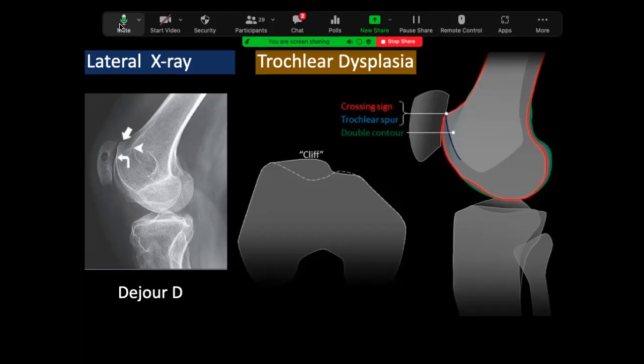Needless to say, all these lines and angles are useless if proper views are not taken. So the lateral view should be a true lateral. The medial and lateral condyles should be overlapped. If you cannot get this X-ray from your X-ray department, get the true lateral X-ray from your C-arm, because that is very important.